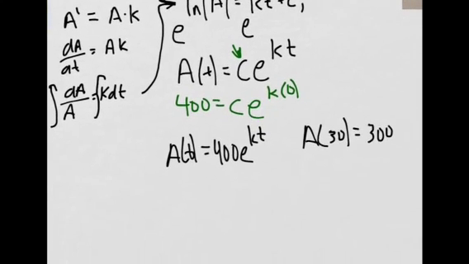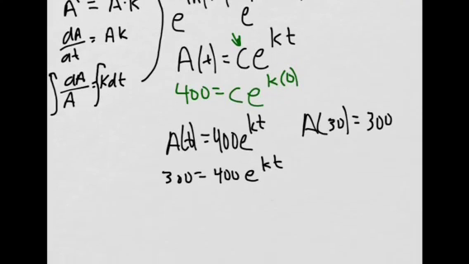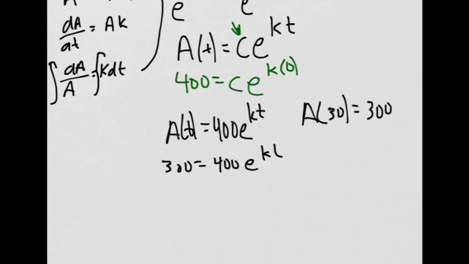Okay, so I'm going to scroll down here a little bit. And what I can do is use those to figure out the value of K. So I get 300 equals 400 e to the K times t, with K times 30, because that's the time. That goes in there. So I can divide by 400, I get 3 over 4 equals e to the 30k.